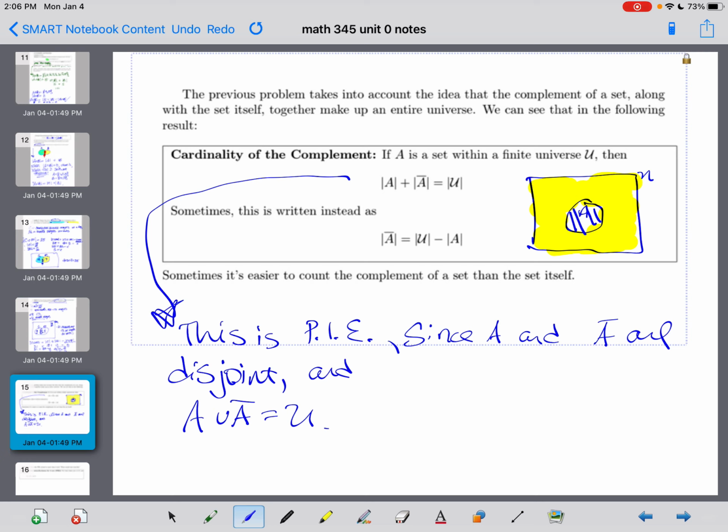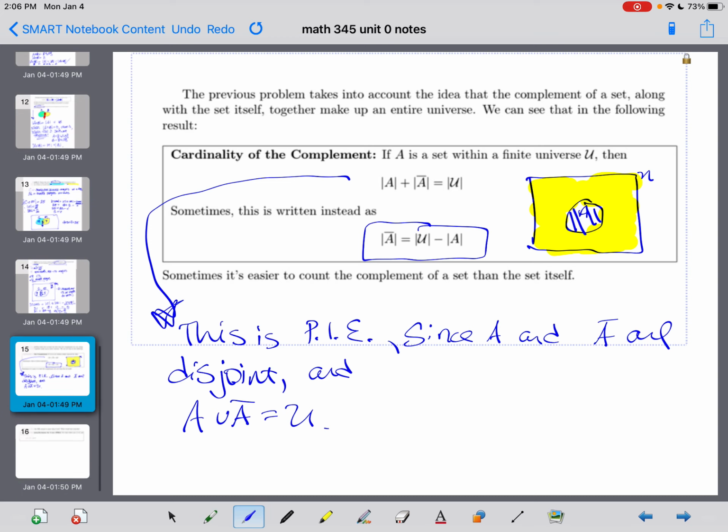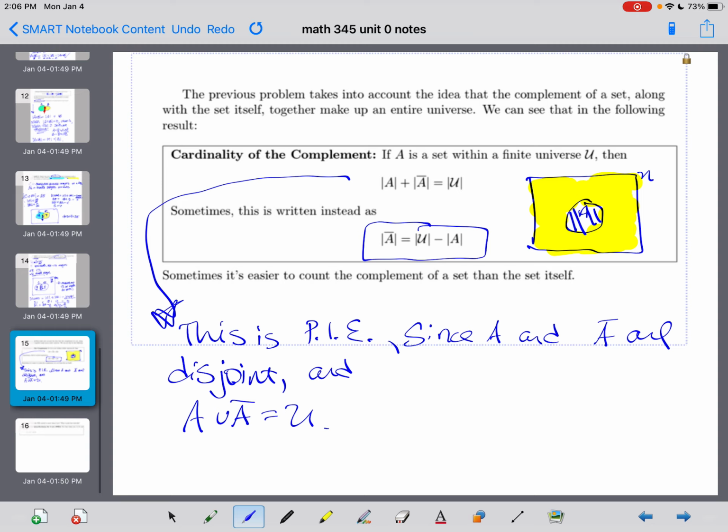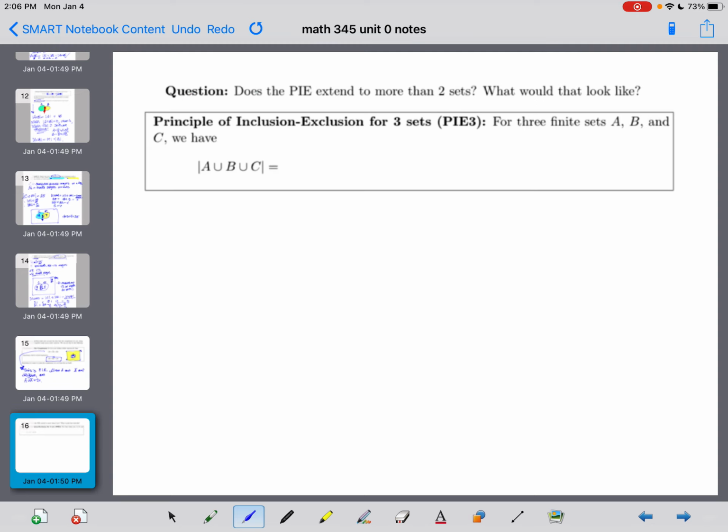But more importantly, this is often how we're going to use it. If we want to find the cardinality of A complement, we can just find the cardinality of the entire universe and then subtract the cardinality of A. We'll see that sometimes it's easier to do that than it is to try to find the cardinality of A complement directly. We saw that on that cube problem in the warm-up, and we'll see it many times throughout the class.